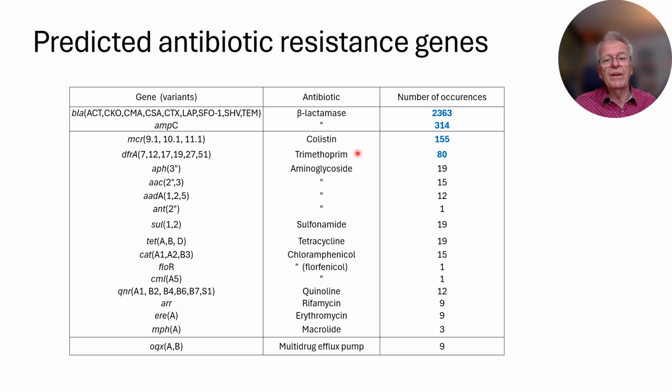There was also mcr-1, mcr-10.1, and I think maybe 2 or 3 mcr-11.1 variants. We do have some trimethoprim, and less than that we have various aminoglycosides. Then we have sulfonamide, tetracycline, chloramphenicol, and then quinolone, followed by lesser rifamycin, erythromycin, and macrolides.